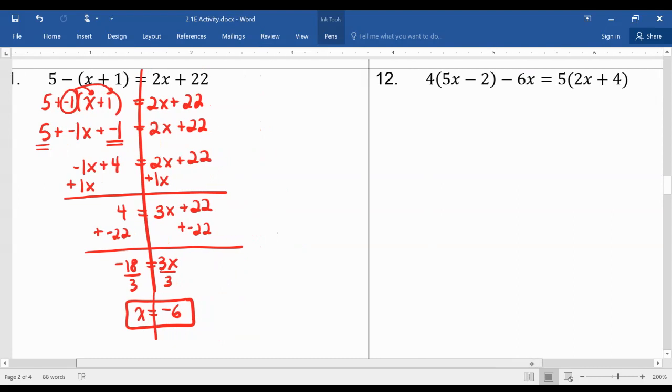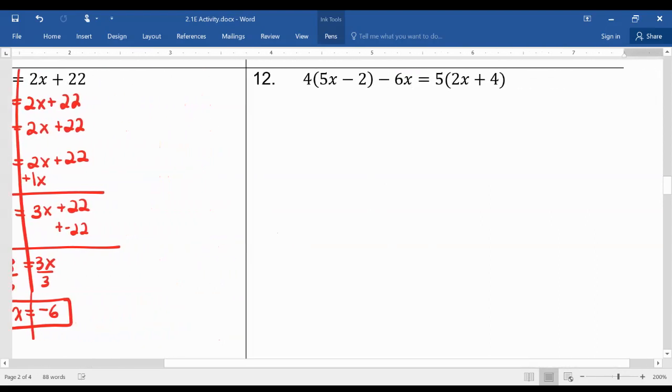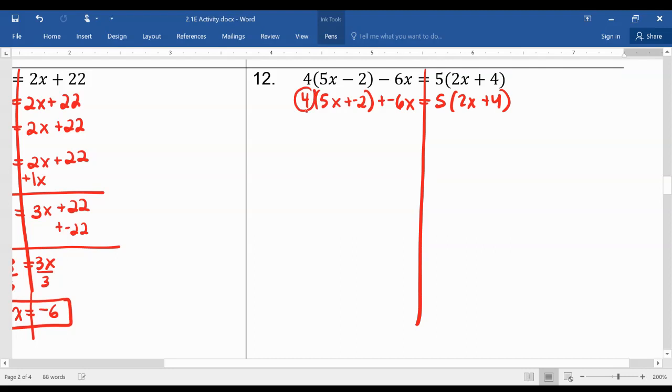Maybe on this one, if you haven't done this, you try some, unpause it, then pause it again, try some more, unpause it, and pause it again. Each side has distributive property.